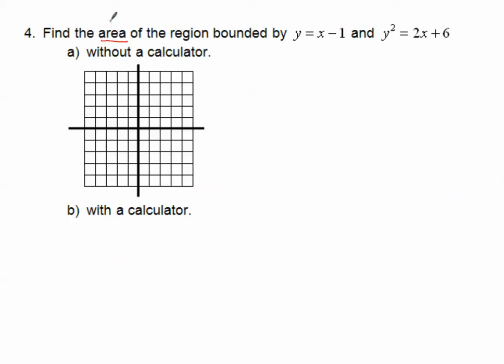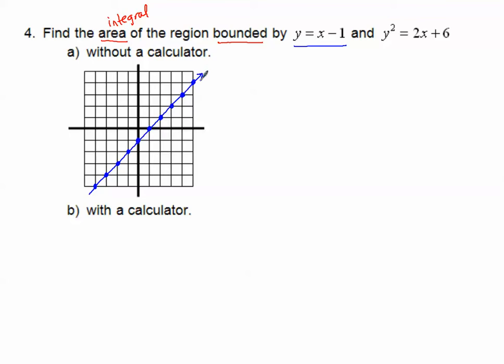Find the area, I remember area means integral, of the region bounded by y equals x minus 1 and y squared equals 2x plus 6. Let's go ahead and graph both of those, beginning with y equals x minus 1. I'm going to go down 1, and my slope is up 1 over 1, up 1 over 1. This is a pretty basic function. So there I've got my straight line.